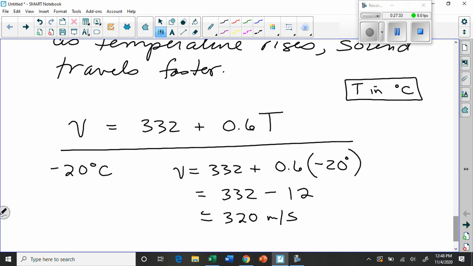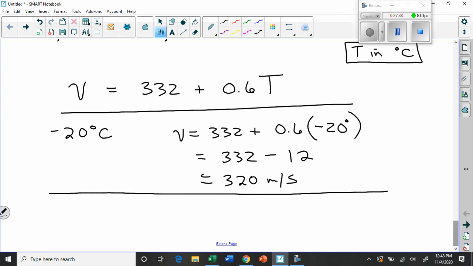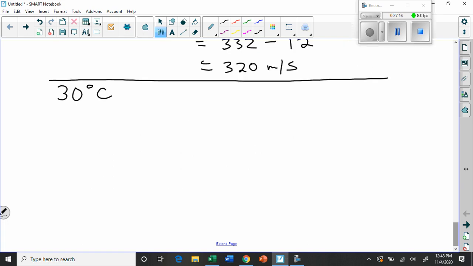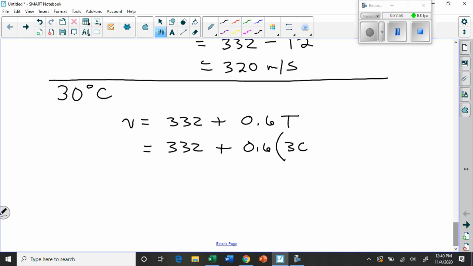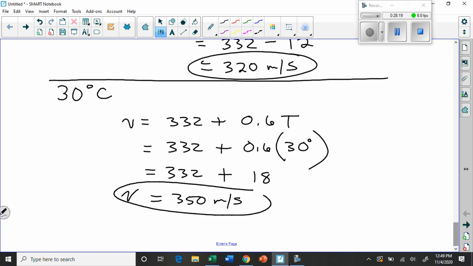But likewise, if we did the same thing on a hot summer day, maybe it would be 30 degrees Celsius. That's probably about as hot as it gets in Canada. So the speed would be 332 plus 0.6 T, so 332 plus 0.6 times positive 30 degrees Celsius. So that's 332 plus about 18, right? And if I add 18 to that, it's 350 meters per second for the speed of sound in warm air. So look at the two numbers, and that's a significant difference. That's a difference of 30 meters per second, which is about 100 kilometers an hour difference, just because of the temperature.